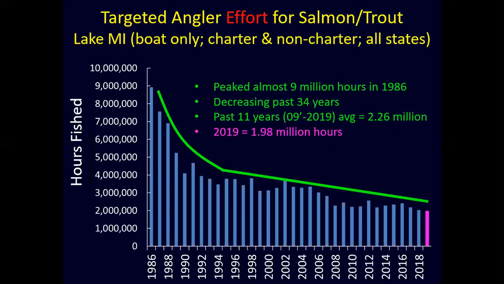So this effort peaked at almost 9 million hours in 1986 and generally has been decreasing since for the past 34 years. For the past 11 years, we've averaged right around 2.26 million angler hours. And for 2019, we had 1.98 million angler hours, which is actually the lowest effort recorded on this entire time series.